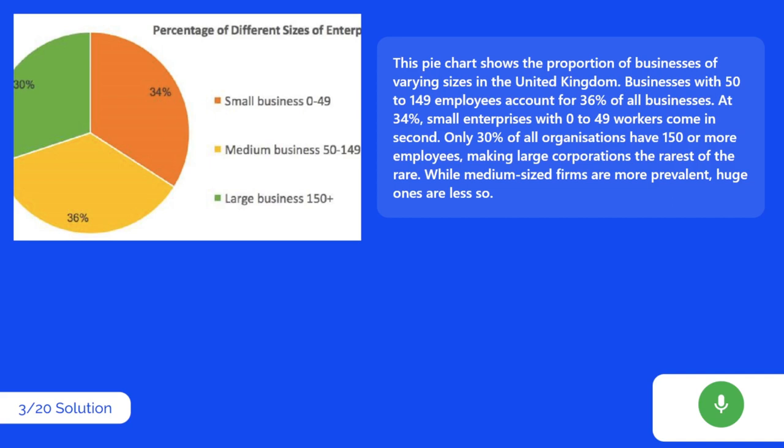Only 30% of all organizations have 150 or more employees, making large corporations the rarest of the rare. While medium-sized firms are more prevalent, huge ones are less so.